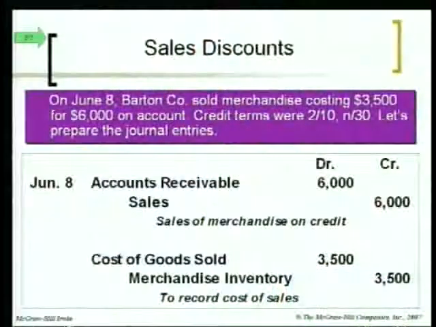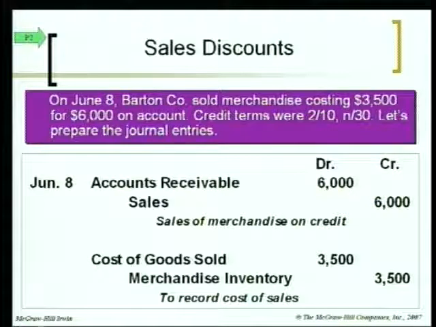Okay, let's take a look at this. The answer is this right here, okay? Accounts receivable and sales are debited and credited respectively for the $6,000. The cost of goods sold and merchandise inventory are debited and credited for $3,500.